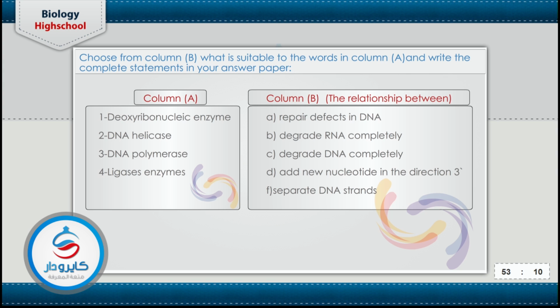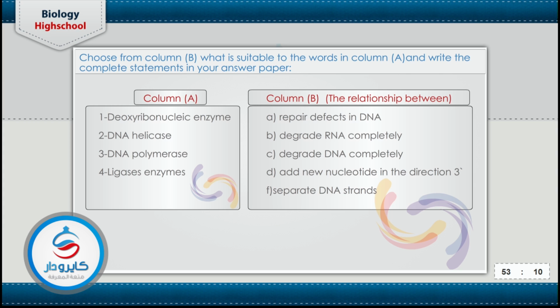So the deoxyribonuclease enzyme degrades the DNA completely. Number D, add new nucleotides in the direction of 3'. We understand that adding nucleotides or monomers to form the strand of DNA in the form of polymers acts as a DNA polymerase enzyme, number 3.